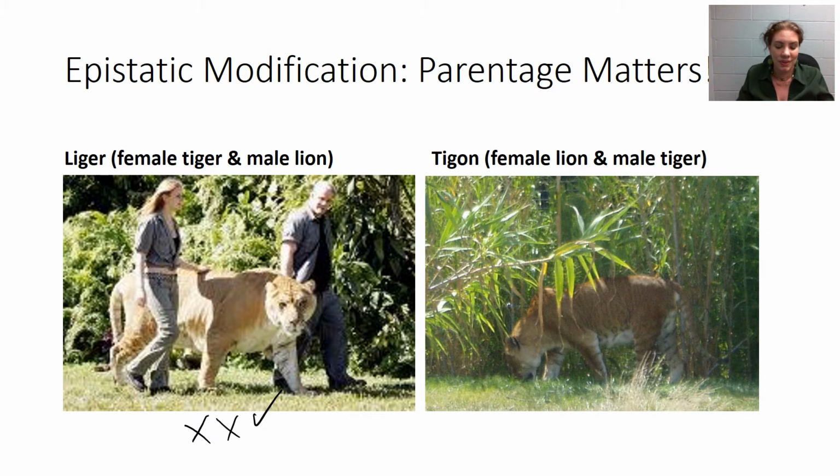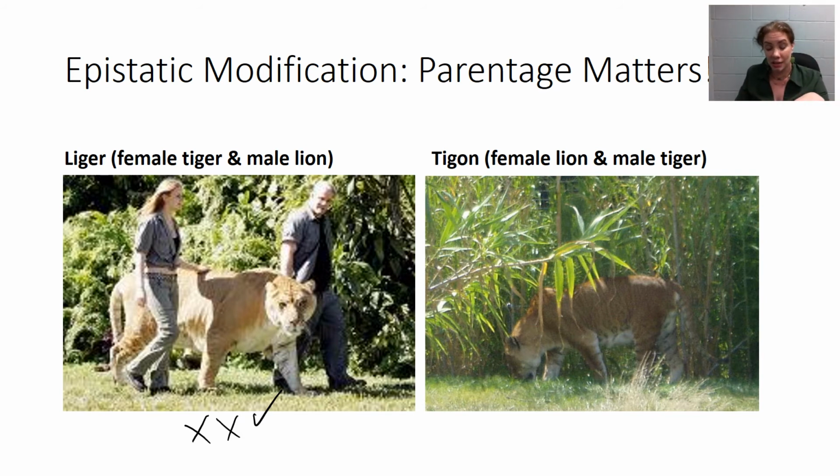So they grow and they grow and they grow to these huge sizes. You'll notice that their coloration is really light. It's mottled. They don't have classic tiger stripes or anything like that. They also have health issues. And yet, ligers are actually the more common crossbreed. Tigons are even more rare.